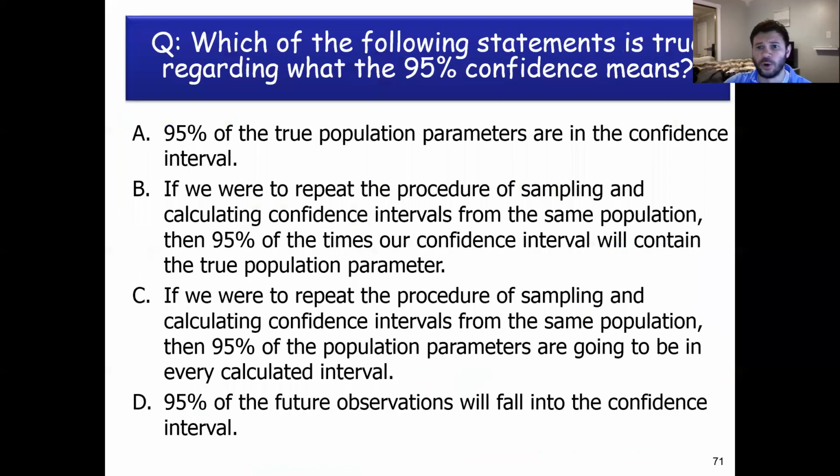Okay, next question, important in terms of interpreting what we've just done. Which of the following statements is true regarding the 95% confidence interval? If you want to pause, take a moment here and think about it. The correct interpretation is that if we were to repeat the procedure of sampling and calculating confidence intervals from the same population over and over again, 95 out of 100 times on average, our interval is going to contain the true population mean mu.